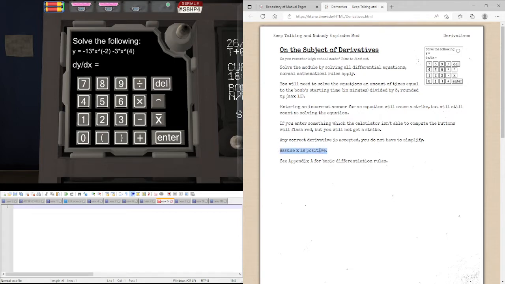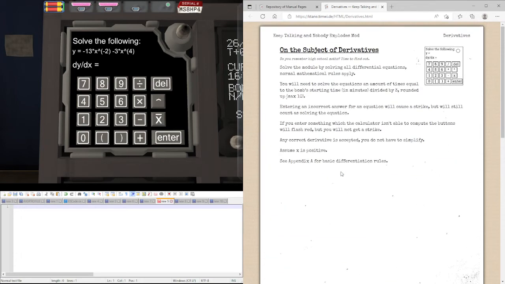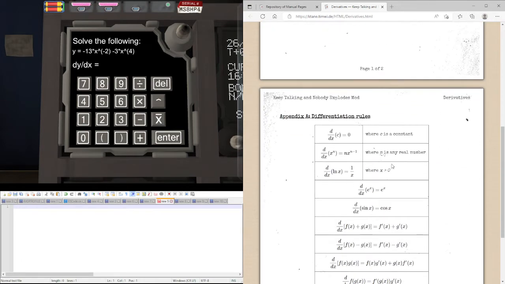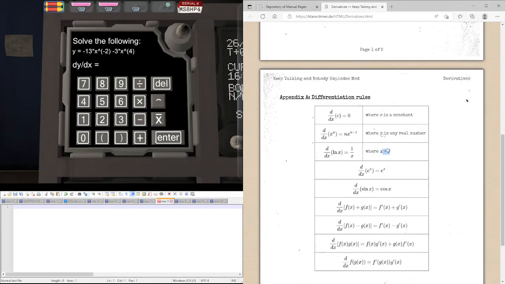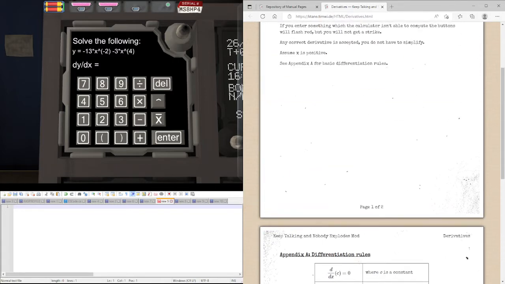We assume x is positive, which doesn't really come into play a lot, but in this case, it's just so this rule is probably a bit more neat. I'll get into these rules later if we don't get to cover some of them, but let's just get started.